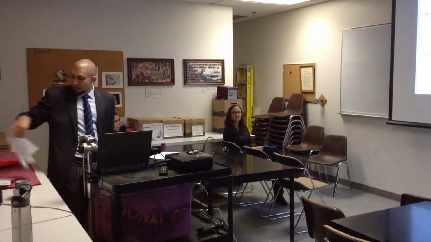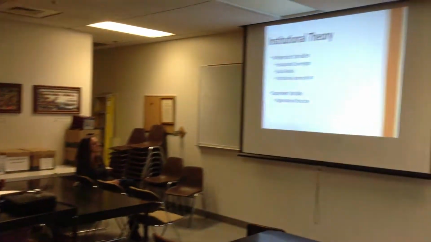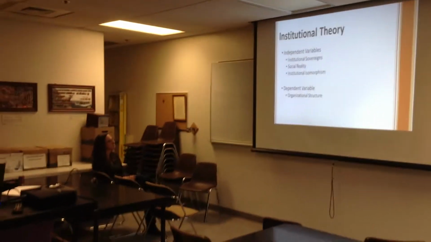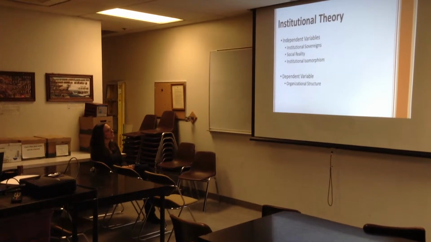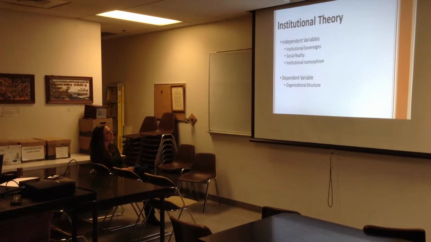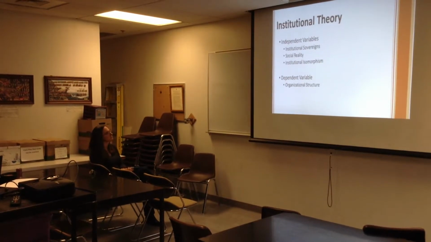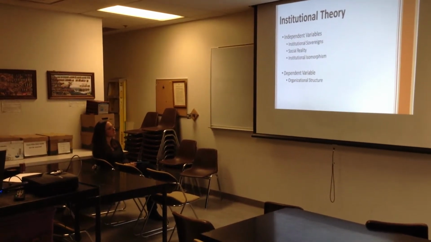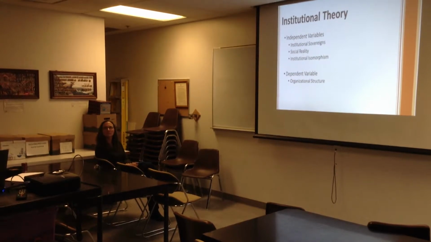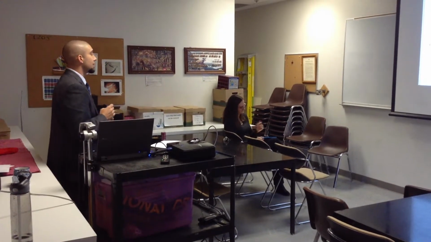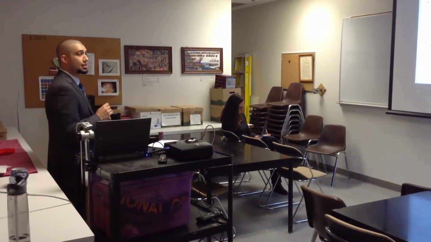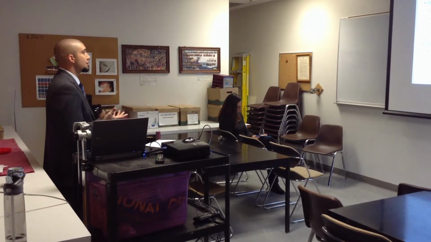So this slide is just a condensed version of the last one, showing that within institutional theory, the independent variables are going to be the institutional sovereigns, the social reality, and institutional isomorphisms, and the dependent variable is going to be the organizational structure. The issue within institutional theory, though, is that it's a difficult thing to measure. It's difficult to measure the interaction and how that interaction actually impacts the organization. It's difficult to measure legitimacy.